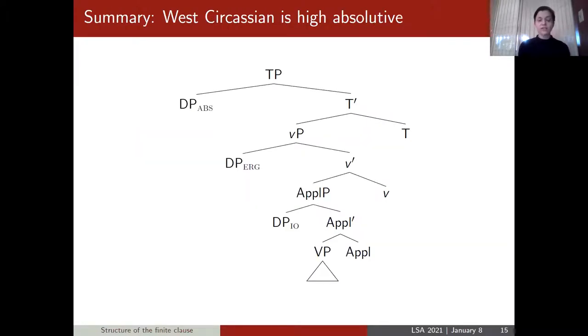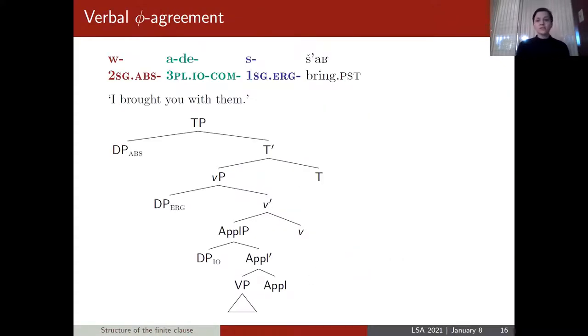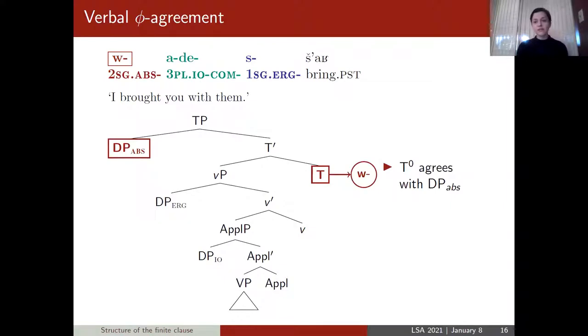Right, so to summarize the basic structure of the Wester-Cashin TP: Wester-Cashin is high absolutive, the absolutive is the highest argument, and then lower down you see the ergative and the applied argument. And very briefly about how phi agreement works. Well, since we have these dedicated positions for the agreement morphology, I propose that it is established between the head that essentially licenses that argument and its specifier, right?